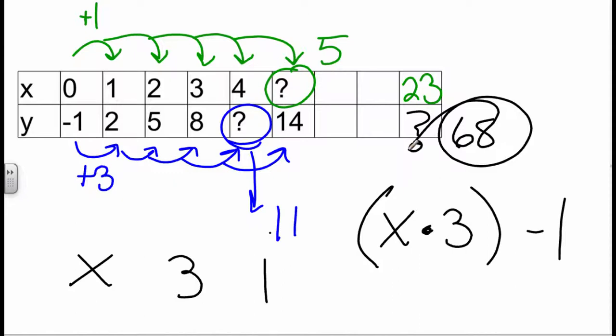Where'd you get 3 from? Rogers. I was going to say she. It's the difference. Oh, you just used the difference on the top. Mm-hmm. That's exactly what I did. Last but not least.